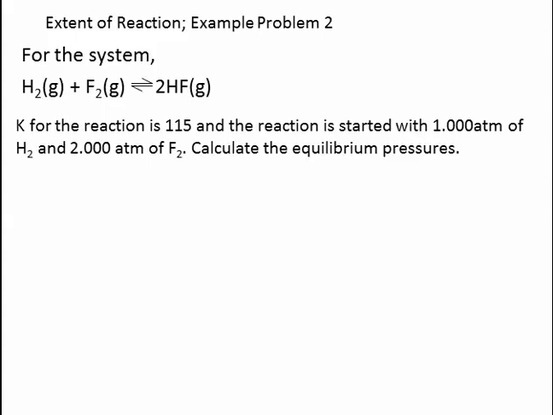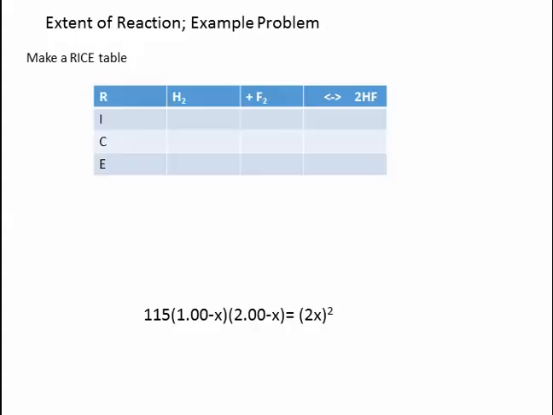So in this example, we have hydrogen reacting with fluorine to make 2 moles of hydrogen fluoride. So K for the reaction is 115, and it started with 1 atmosphere of hydrogen and 2 atmospheres of fluorine. Calculate the equilibrium pressures. So once again, we're going to make a rise table. So at the top we have our reaction. Hydrogen plus fluorine produces 2 hydrogen fluorides. So our initial concentrations are 1, 2, and 0.